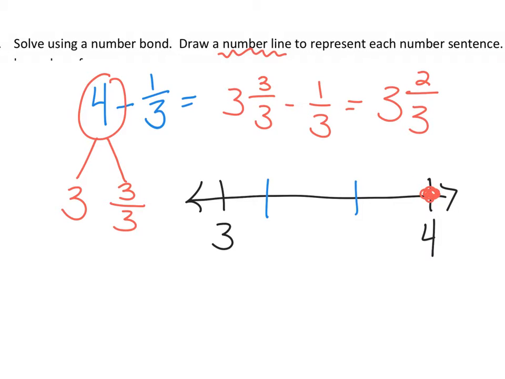And we were going down 1 because this becomes 3 2/3 on the number line, because this would represent 3 3/3. And because 3 3/3 is really 4, and we only went down 1/3, so it brought us to 3 2/3.